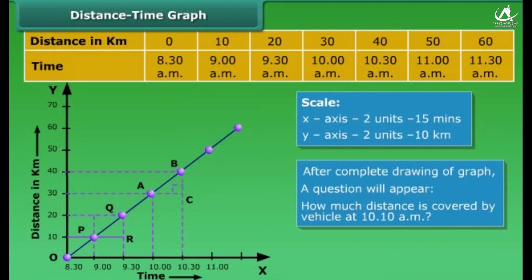Join all the points on the graph to get a linear distance-time graph which shows that the vehicle is moving at a constant speed. From this graph, we can calculate the distance covered by the vehicle at a particular moment. We can calculate the time at a particular distance from the starting point. In the same way, we can calculate speed also.